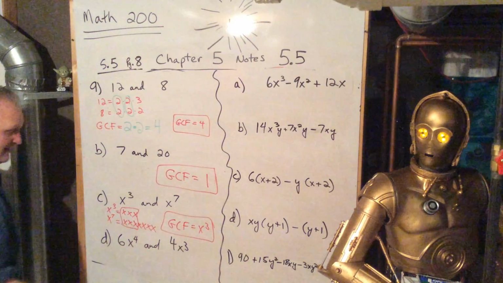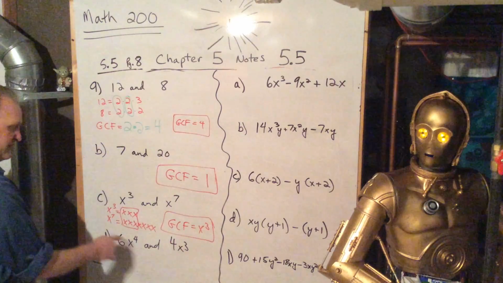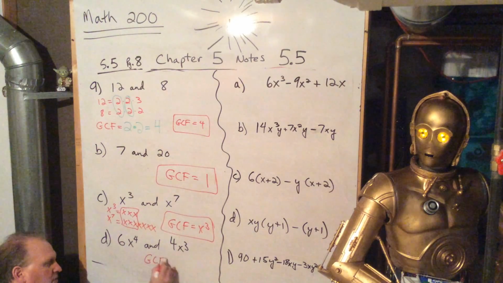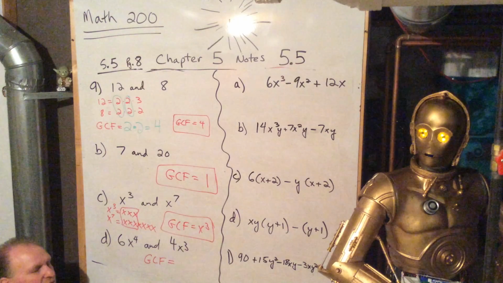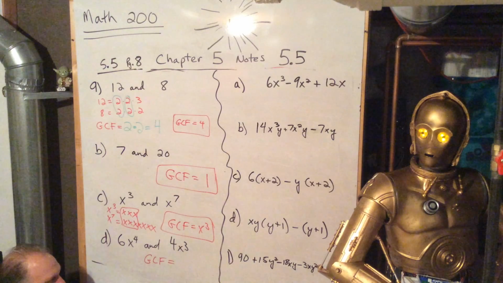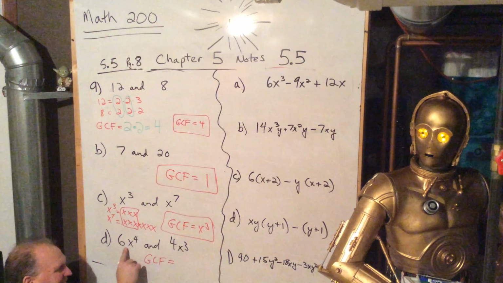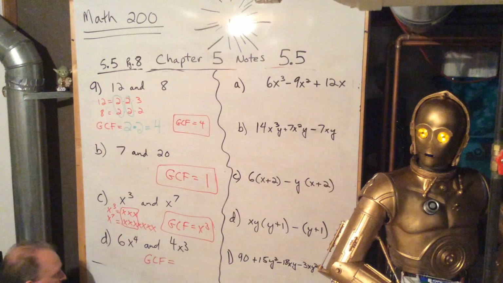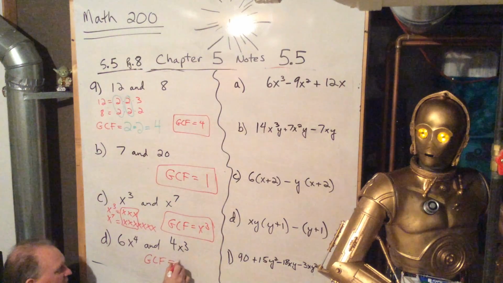Numbers and variables. So let's see, what's between 4 and 6? The GCF is 2. 2 goes into both of them. Don't say 12. If you just thought 12, you're thinking of the numbers they go into. We need the biggest number that goes into both of them, not numbers they go into. All right, so that is 2.